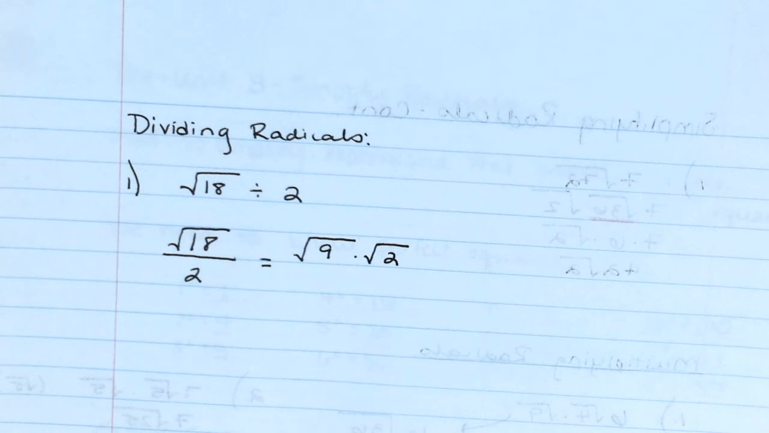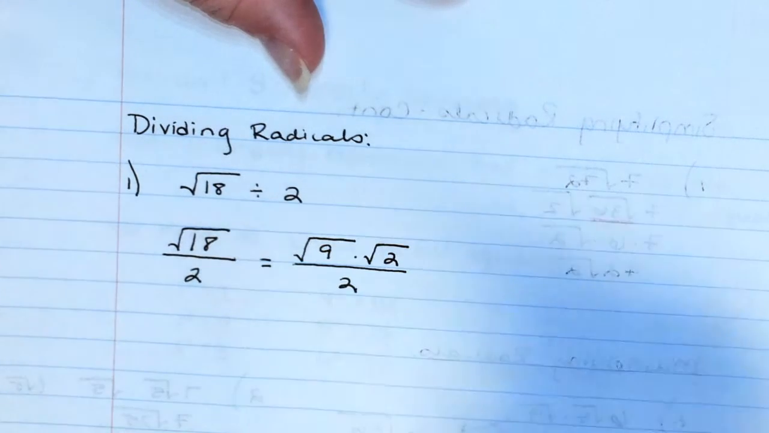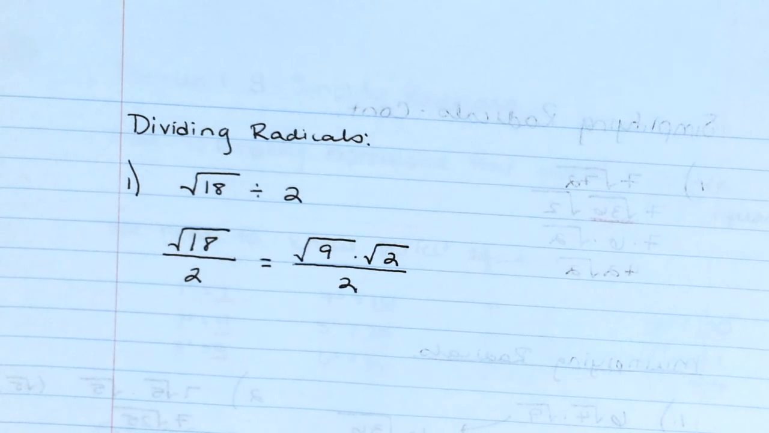So we don't want to just assume any two factor pairs. We want to pick a factor pair that has a perfect square in it. So 9 and 2 work because 9 is a perfect square. This is still written over 2. Haven't changed anything yet. What can I do now, though?